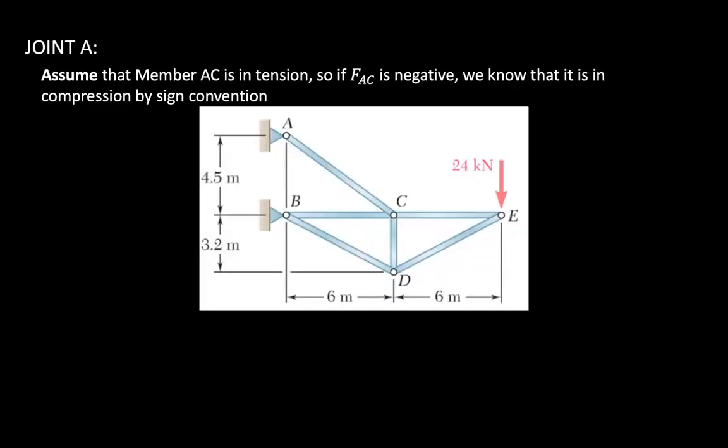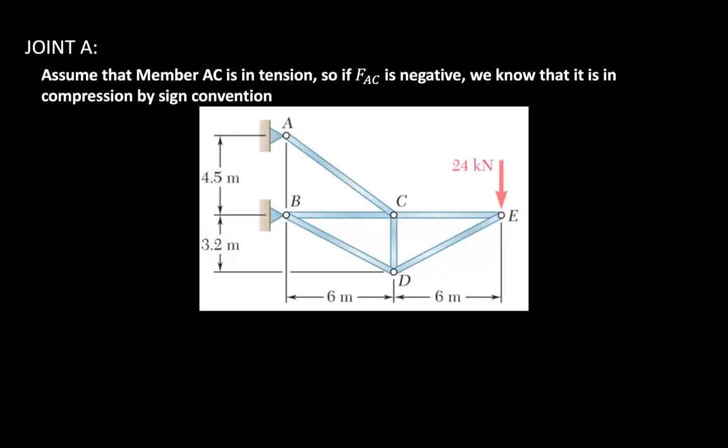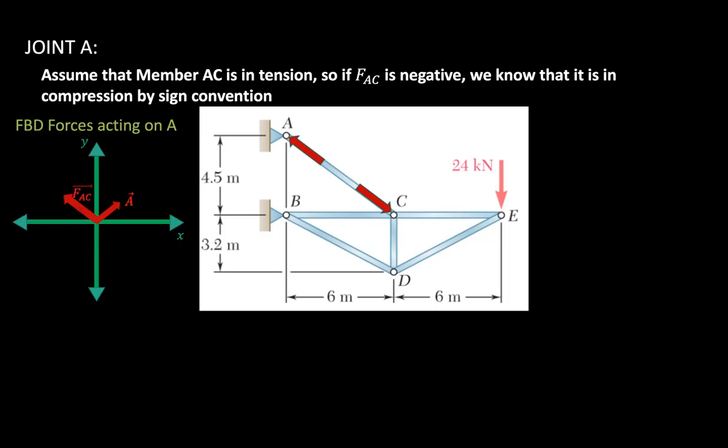In joint A, assume that the member AC is in tension, so if FAC is negative, we know that it is in compression by sign convention. The free body diagram of the forces acting on A: as we see, we have the force FAC and the reaction force at A acting on A. We have theta between AC and BC. So the sum of the forces along the x direction is equal to the x component of the A reaction force plus the force AC times the cosine of theta, and that is equal to 0.